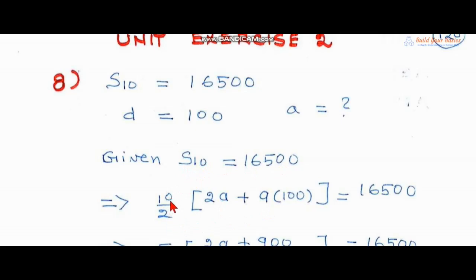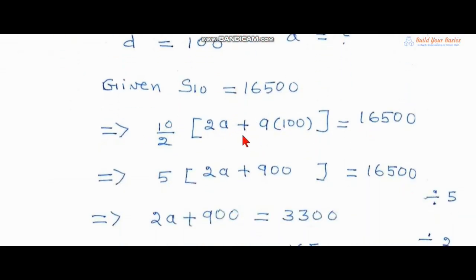For S10, we can write the formula: n by 2, that is 10 by 2, into (2A plus (10 minus 1), that is 9, into d), d is 100, and that is given to be equal to 16,500. So we have got an equation involving A only. So we can find out the value of A. 10 by 2, 5, into (2A plus 900) equals 16,500. Dividing both sides by 5, 2A plus 900 is equal to 3,300.